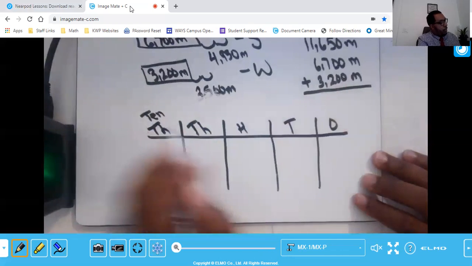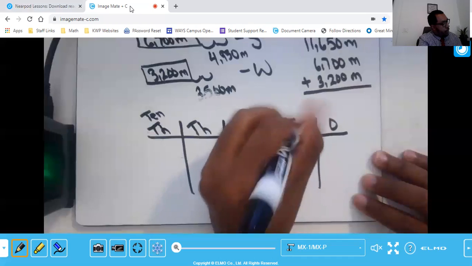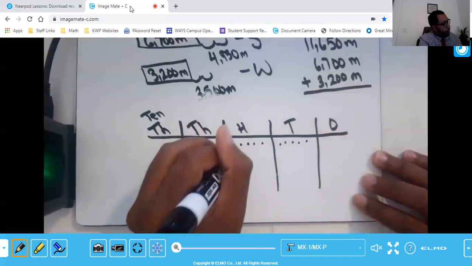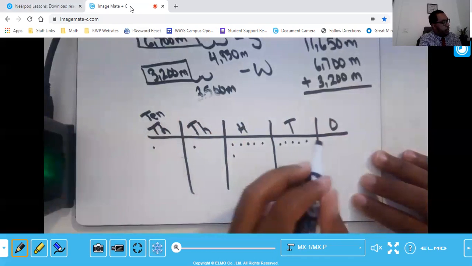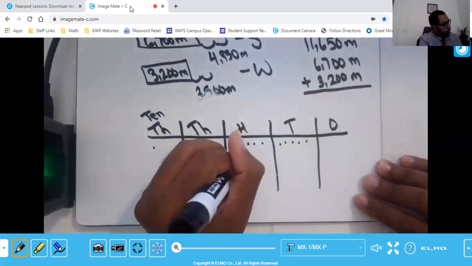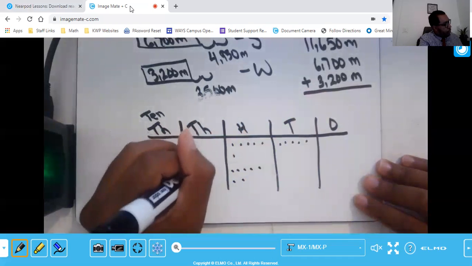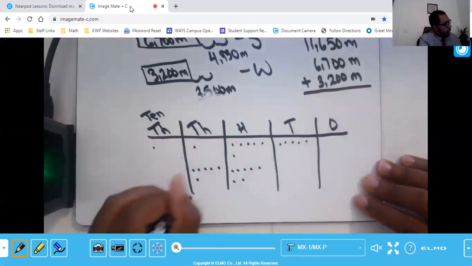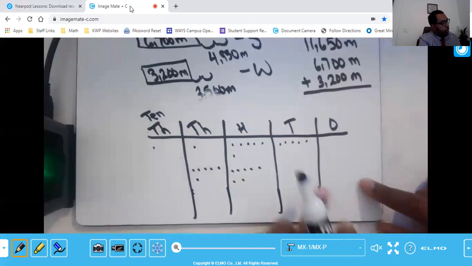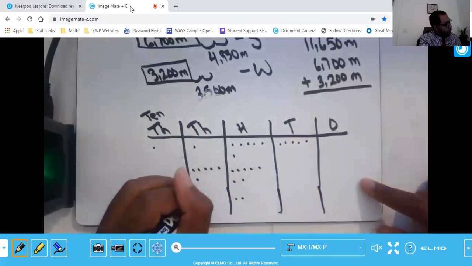So starting, I know I have 0. Looking at this cotton, I have 0 ones, I have 5 tens, I have 600s, I have 1,000 and 1 10,000. Then going to my silk, I have 0 ones and 0 tens. I know that I have 700s and 6,000s. And then lastly, my wool, I know that I have 0 ones, 0 tens. I have 200s. I have 3,000s.